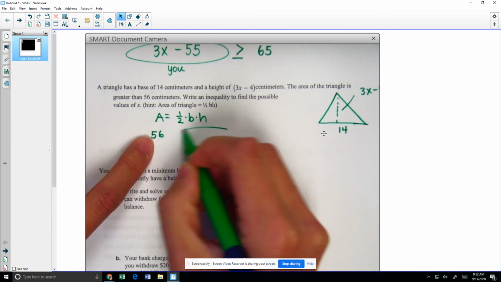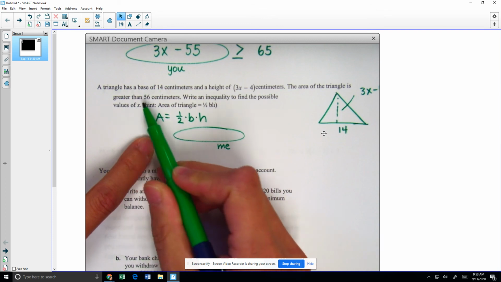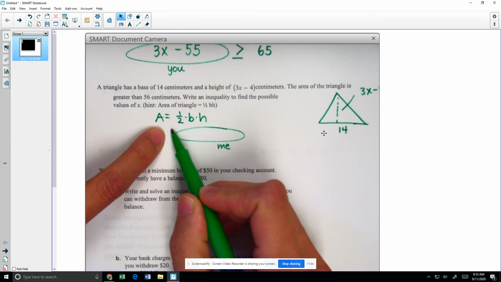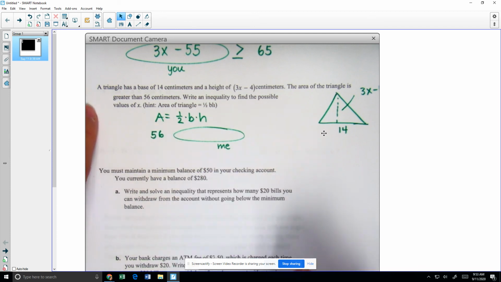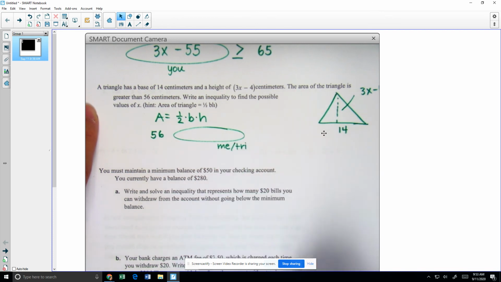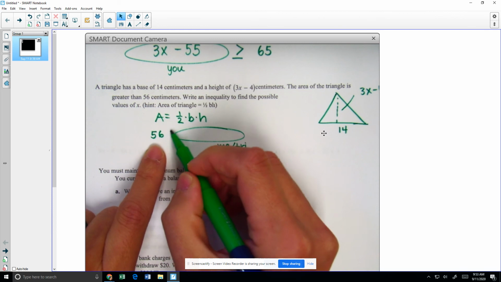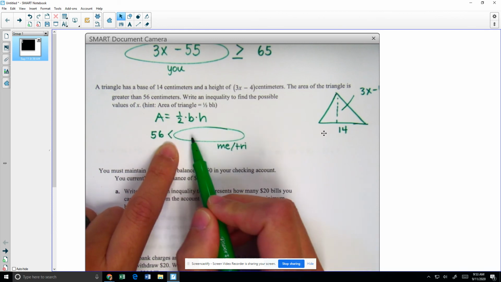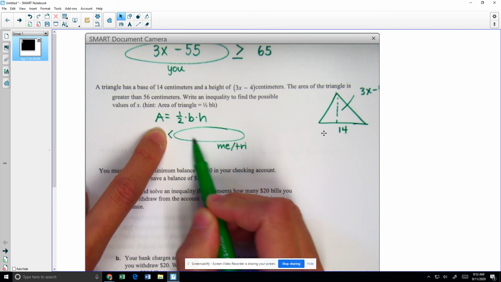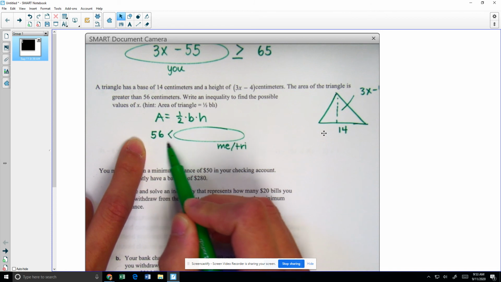Okay. So this is me or you or the triangle or whatever. So I can't write equals because it says the area is greater than 56. So does that mean that I'm greater than 56 or am I less than 56? Here's me, the triangle. And it says this area is greater than 56. You're greater than. So the alligator, or the inequality, wants to be eating me because I'm the bigger one. So this is me, the triangle, and I am greater than, so that's why it's eating me, 56. It's not greater than or equal to, so I'm not going to write a line underneath.